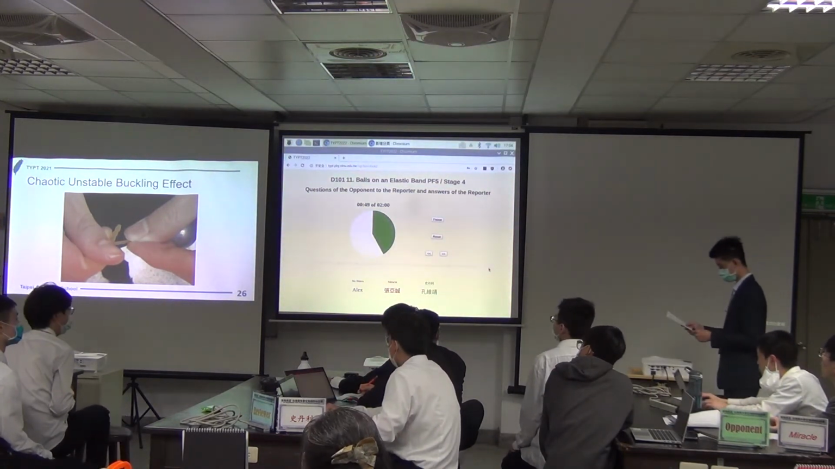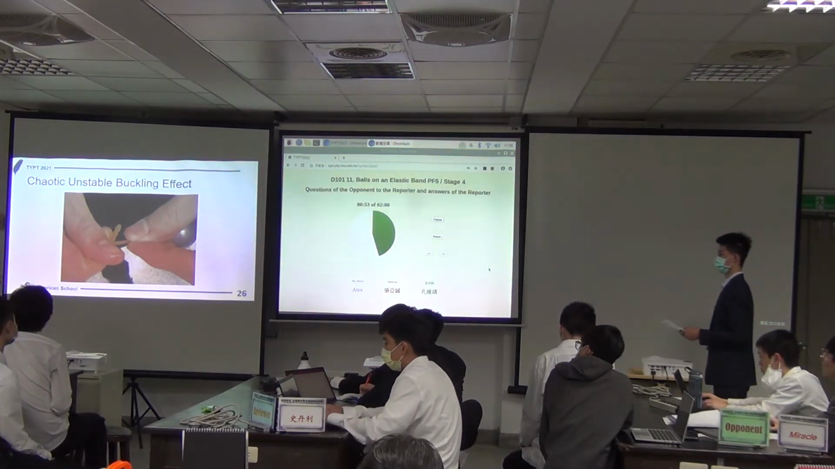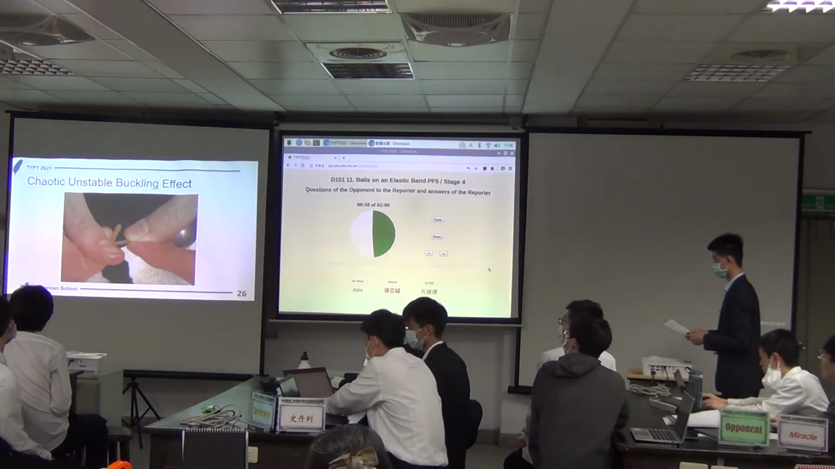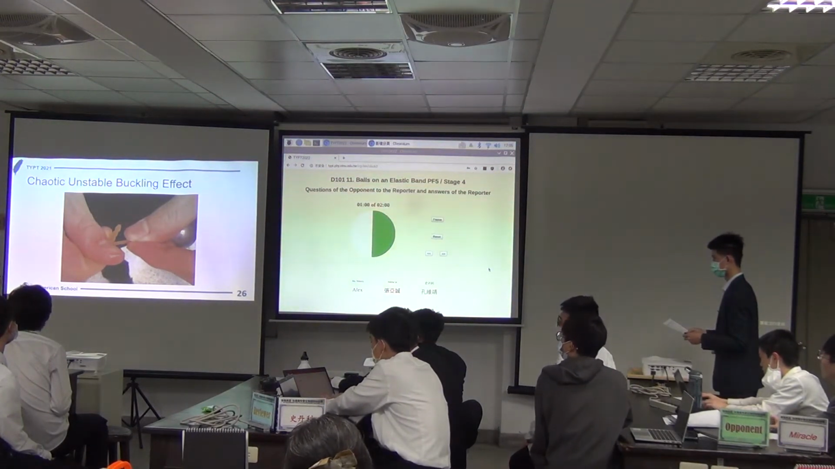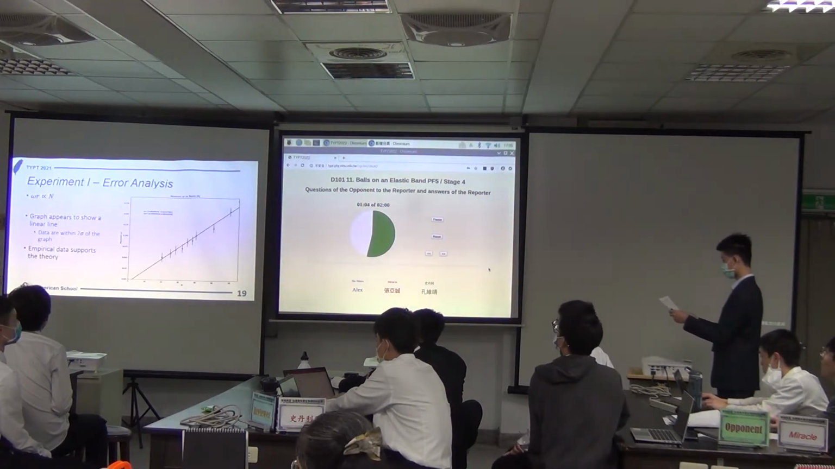Okay. And did you change the number of turns for your experiments? Yeah, we have a graph of our experiment 1 that shows omega r versus n. So experiment 1 is slide 18 to 19. Okay, thank you. And can you go to page 10? Okay.